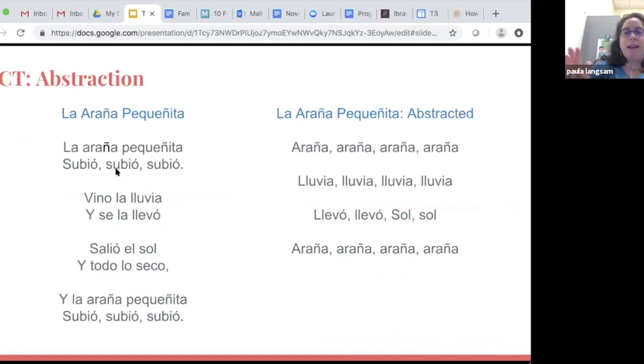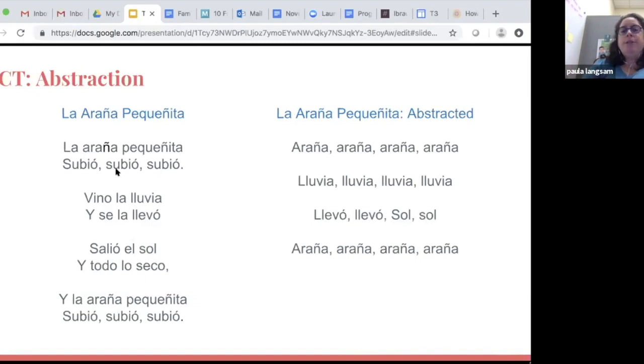La araña pequeñita subió, subió, subió. Vino la lluvia y se la llevó. Salió el sol y todo lo secó. Y la araña pequeñita subió, subió, subió. So you do the actions with it in Spanish. And that's with all of the Spanish words, the full translation.